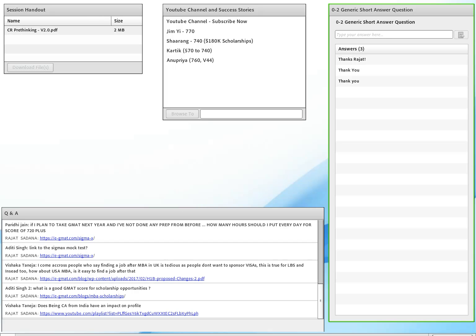Aditi says, I got an 8 on my IELTS. How likely am I going to get a good GMAT score? IELTS doesn't matter. The GMAT's a much more logical test. You will have a decent foundation. Take a Sigma X mock. That would tell you.